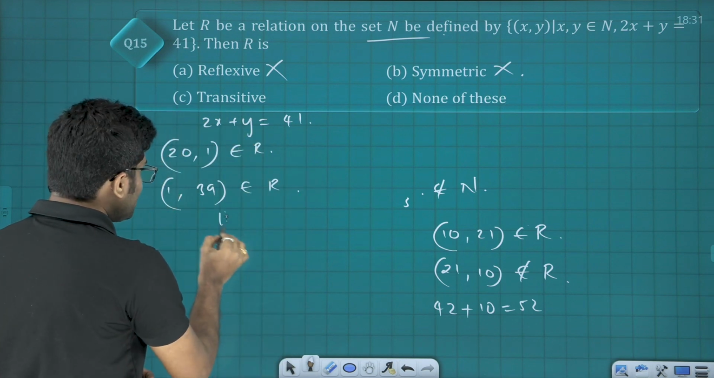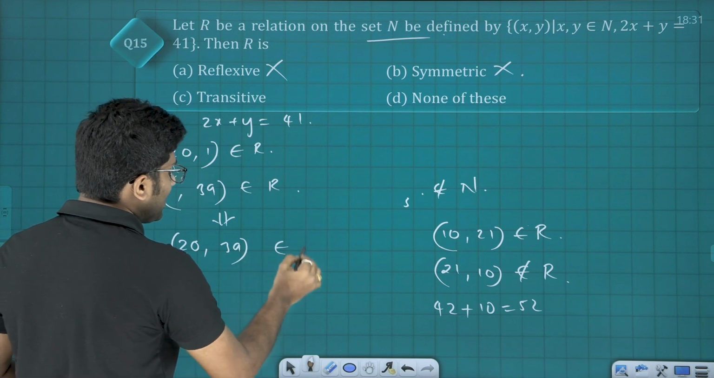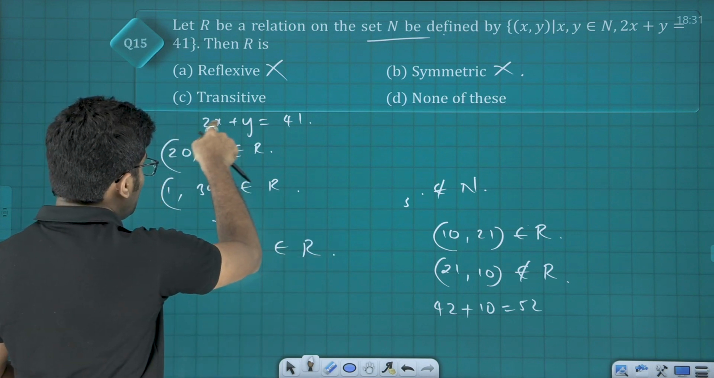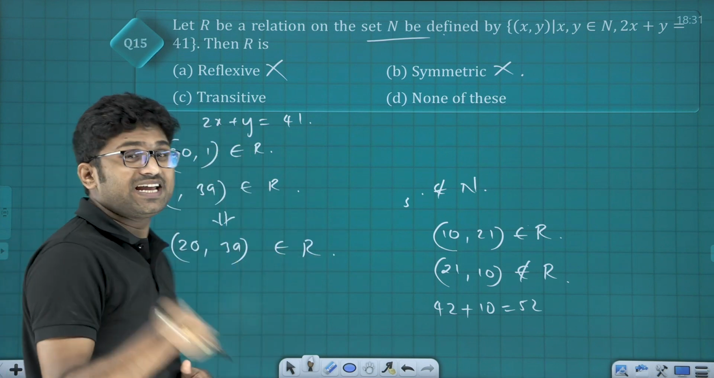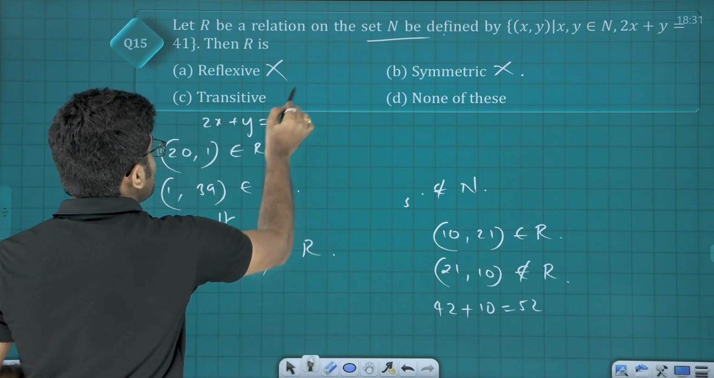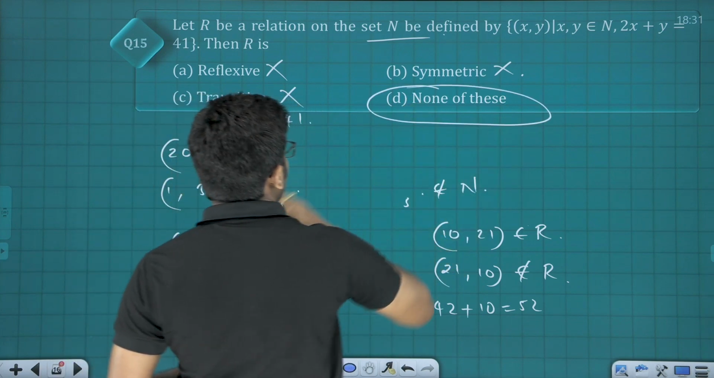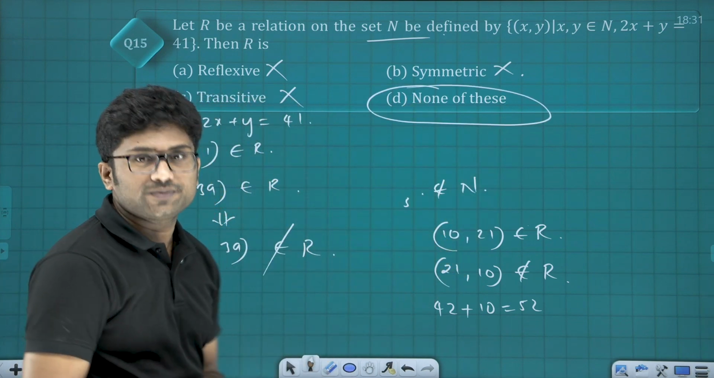Now by rule, if it is transitive, (20, 39) should belong to capital R. But what is (20, 39)? 2 twos are 40, 40 plus 39 is 79, which clearly does not belong to capital R. So hence it is not transitive. That means none of these: it is neither reflexive, nor symmetric, nor transitive.